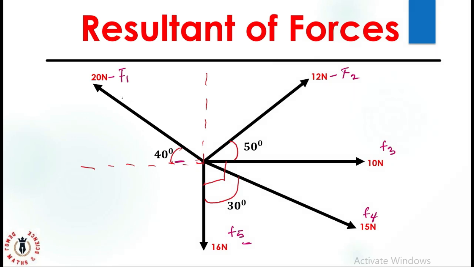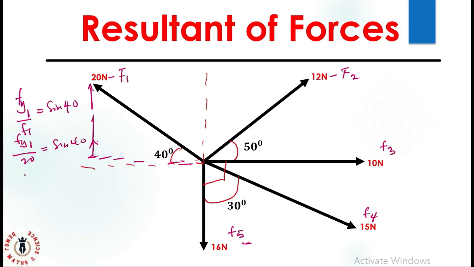Now for the first, F1 will have an X component. Here is my X component in this direction. It will also have a Y component, and here is my Y component. So the Y component of F1, F1y over F1, is equal to sine 40. That is, F1y over 20 Newtons is equal to sine 40. So F1y is equal to 20 sine 40.